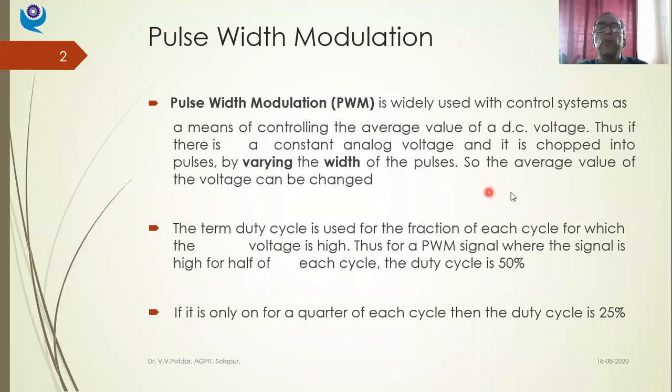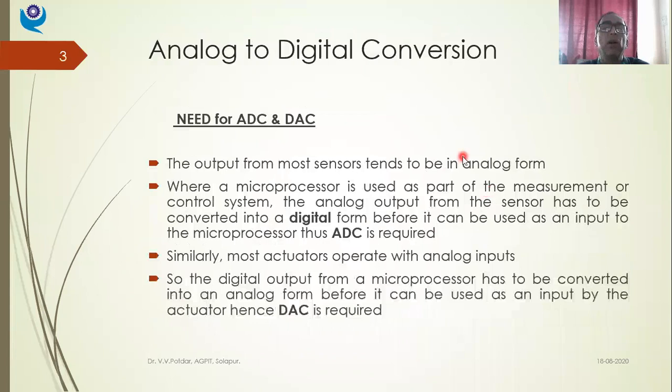Next, we'll go further. We're going for another converter, that is analog to digital converter and digital to analog converter. Remember, we are in the signal conditioning chapter. We have seen the comparator part, the amplification part, the filtering part, the protection part. Now we have to see analog to digital conversion and digital to analog conversion. So basically, what would be the need?